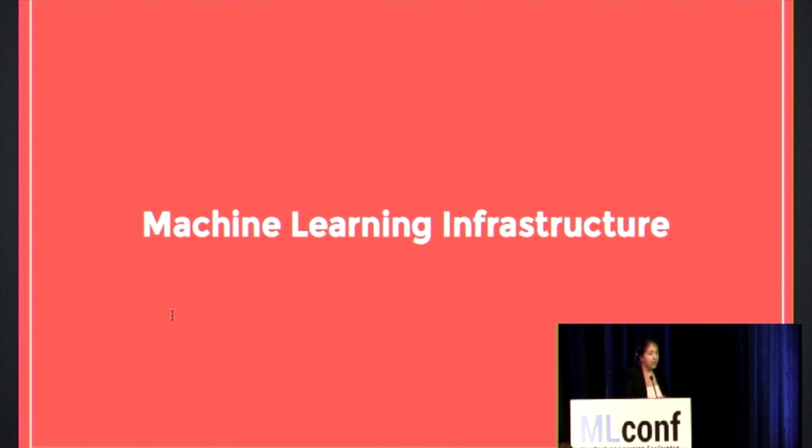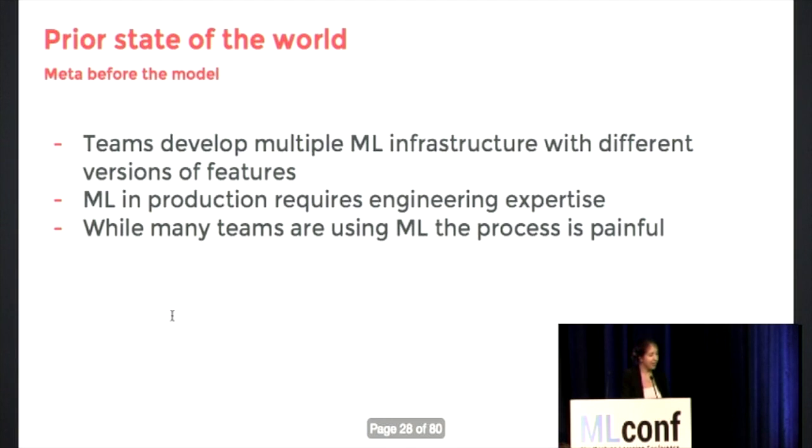Okay, machine learning infrastructure. The last point that I have is a meta point, actually. This is where I'm going to talk about how we size the opportunity and scope for machine learning infrastructure that would enable us to build machine learning infrastructure to power all data products at Airbnb.